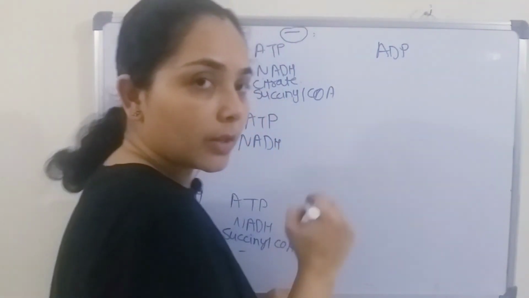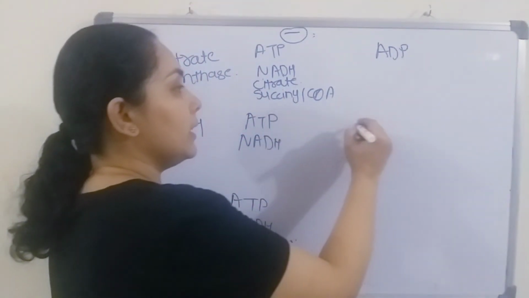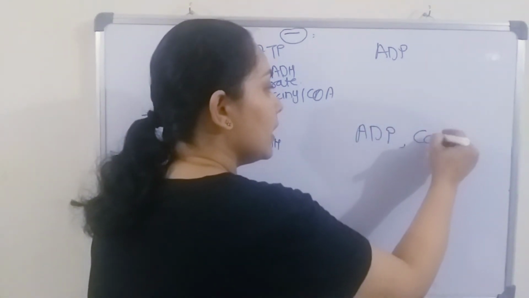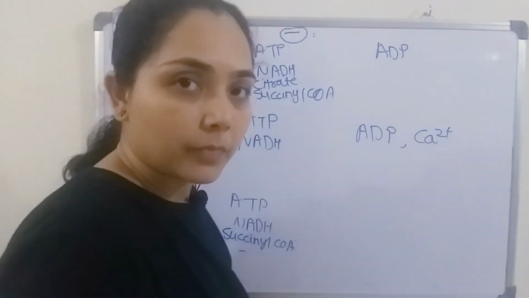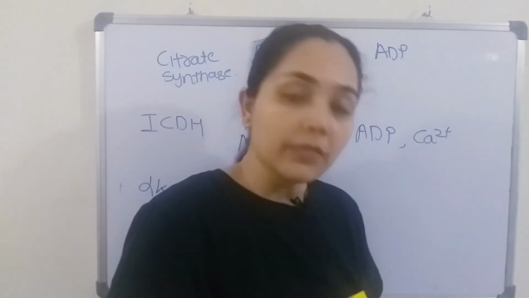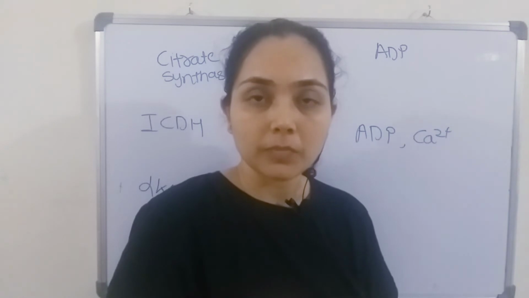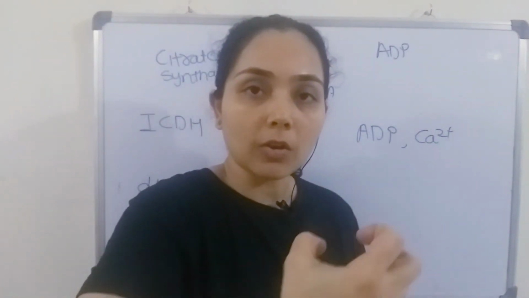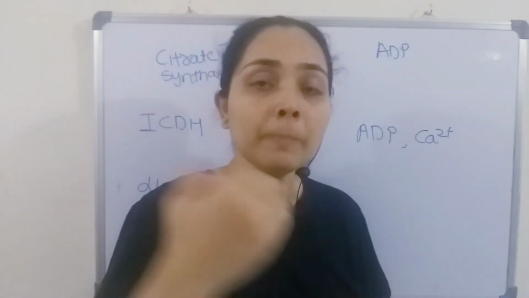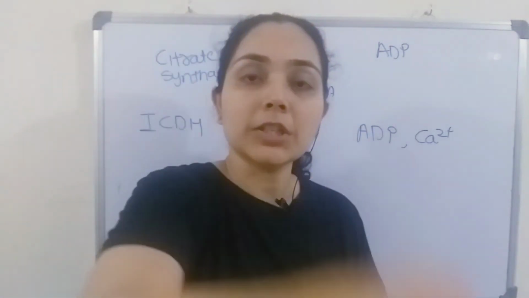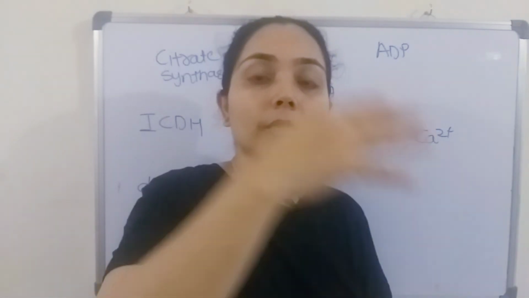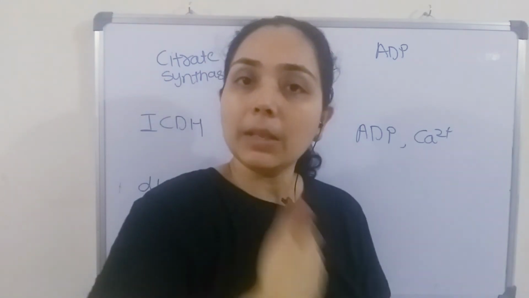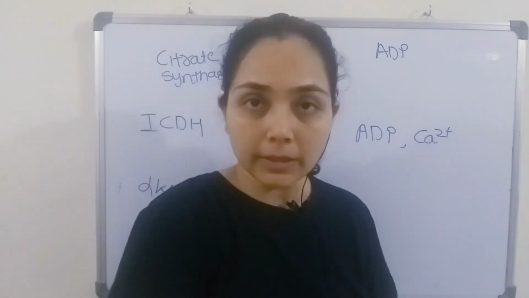Okay, so for citrate synthase, ADP; for isocitrate dehydrogenase, ADP and calcium ion. Okay, how calcium ion? If we take the example of muscle cells, during contraction, if the muscles are working, there is a large influx of calcium ion into the cell. So when there is a large influx of calcium ion, at that time ATP hydrolysis will take place because work is being done over there.